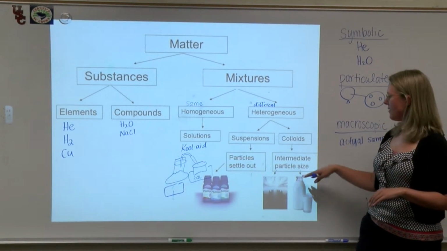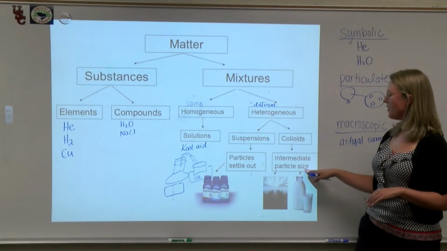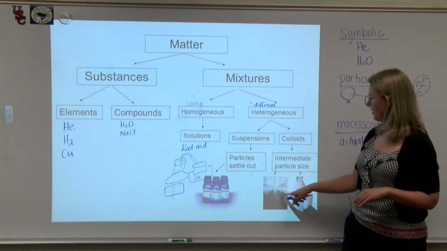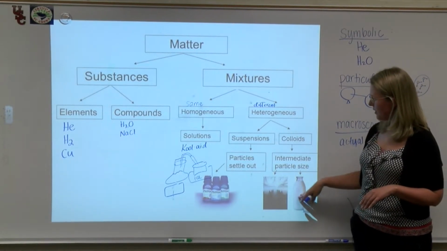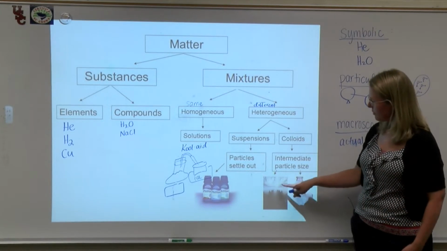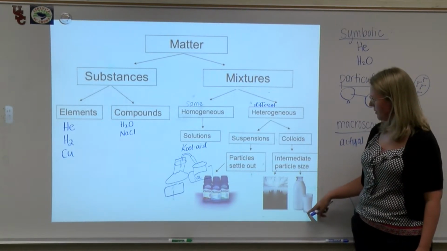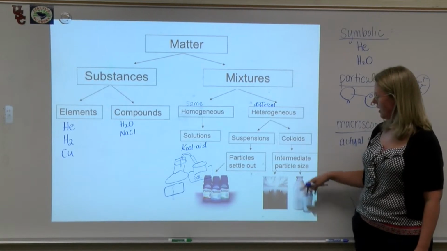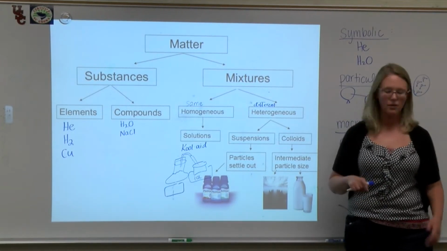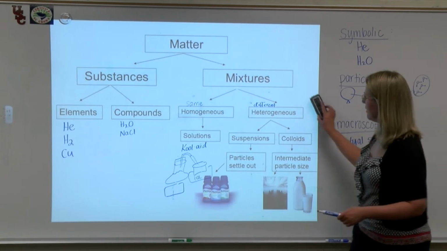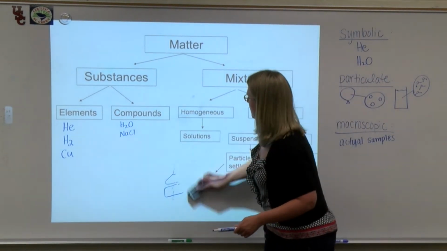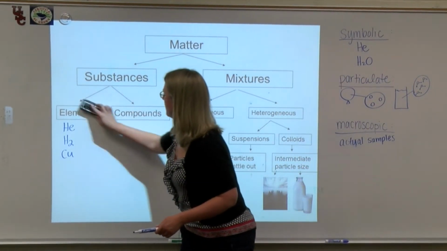With colloids, the particle size here is intermediate, and there's two different types or ways you can think about this. Two different examples would be fog and milk. Both of these are mixtures and they're classified as colloids. And so how can you tell the difference? Let's go on to the next slide.